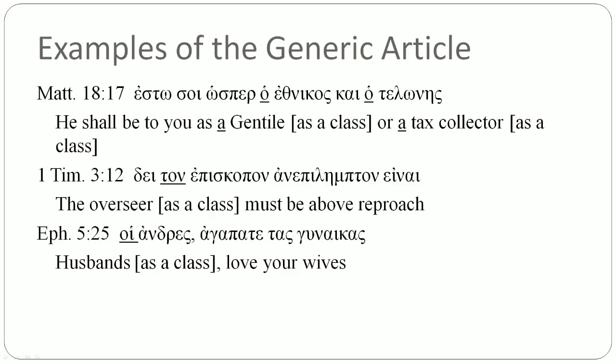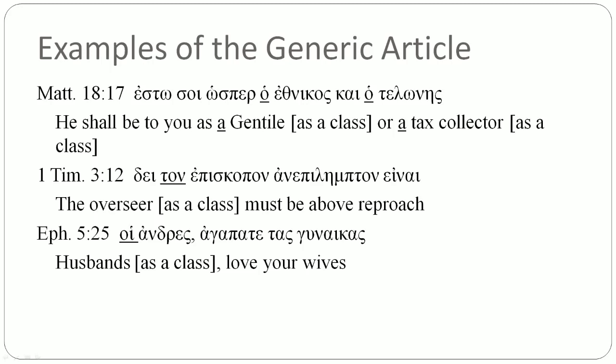Okay, here are some examples of that generic article. You see the ha there right in the middle of the sentence. Esto soy, it or he, she, or it will be. To you soy. Hosper ha ethnikos kai ta telones. Okay. As or like a Gentile and a tax collector. Here, it's best not to translate this as an individual article, right? He should be to you as the Gentile. Well, what Gentile are you talking about? Jesus, okay? Or the tax collector.